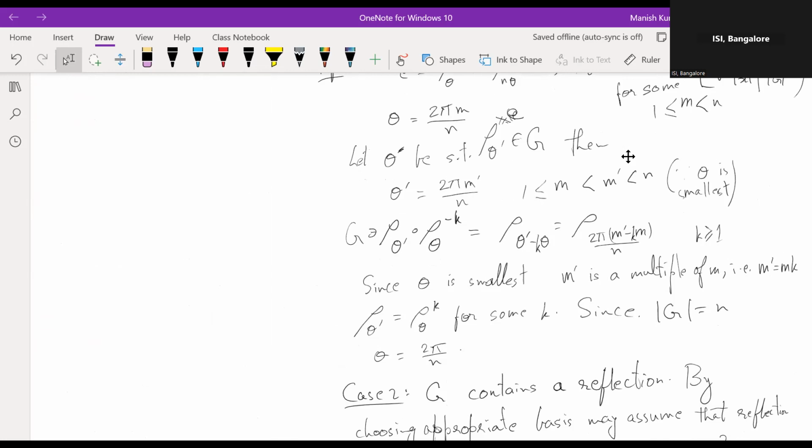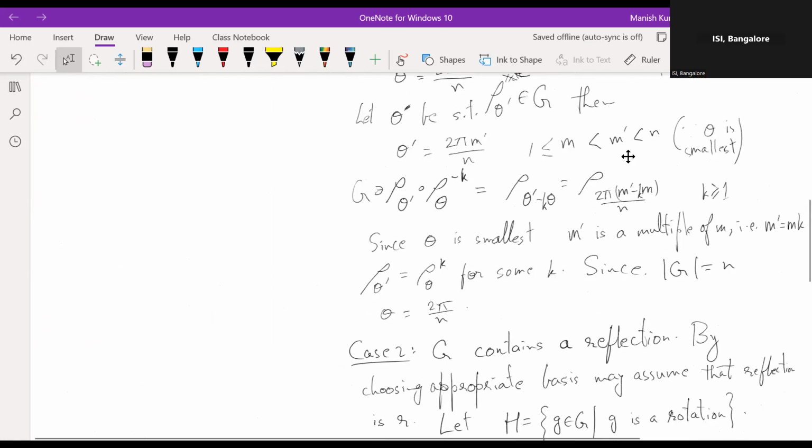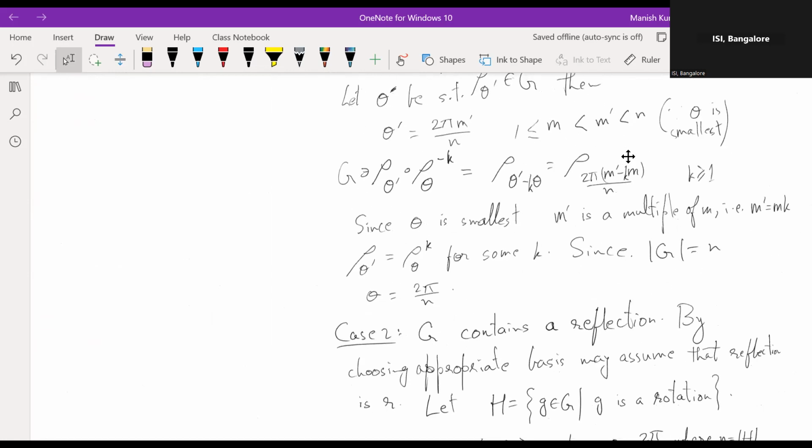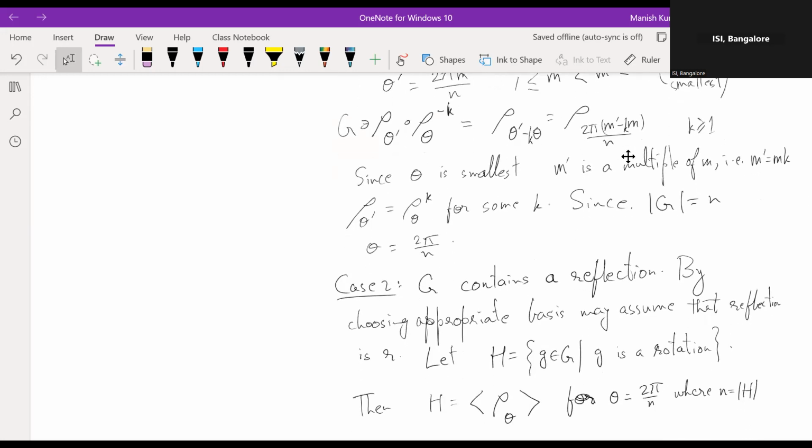In this case, what we'll do is look at the subset of all elements of G which are rotations. Identity, for instance, you think of as rotation by angle 0. You consider the set of all rotations in G. It's a non-empty set which contains identity, and the composition of two rotations is also a rotation. So it is a subgroup of G.